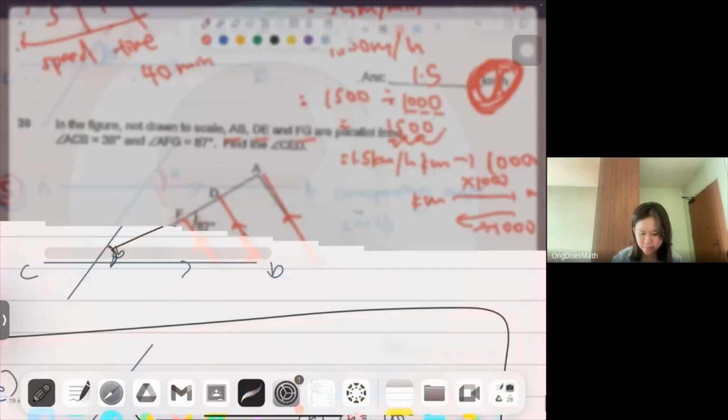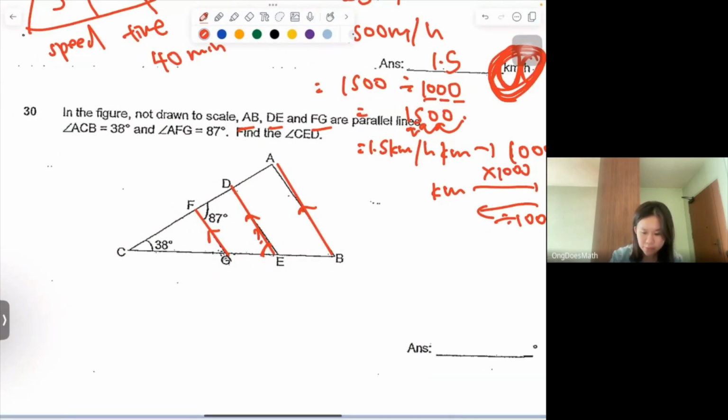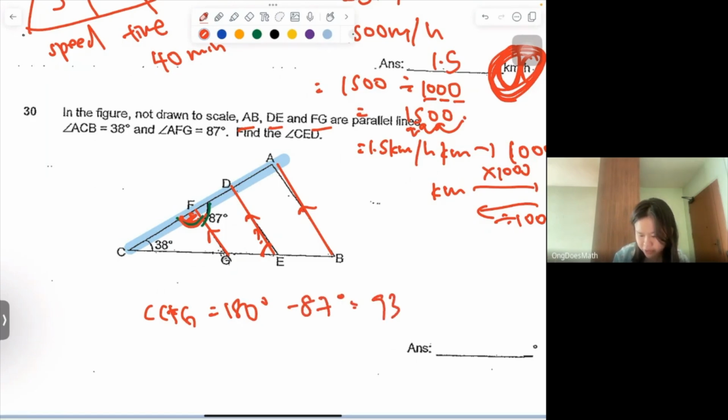So we'll go back. First we'll use the angles on a straight line concept. So this is a straight line. We can find out what this angle is because this angle plus this angle add up to 180, which means that to find angle CFG, this one over here, just take 180 minus 87 degrees, which should give you 93 degrees.